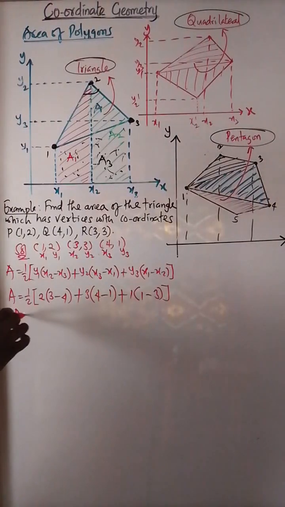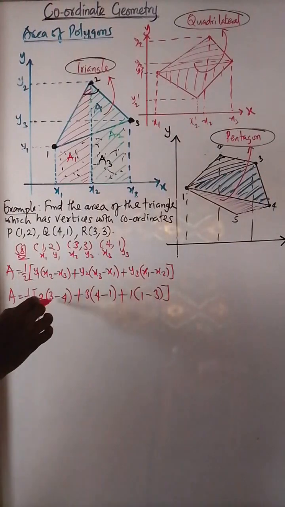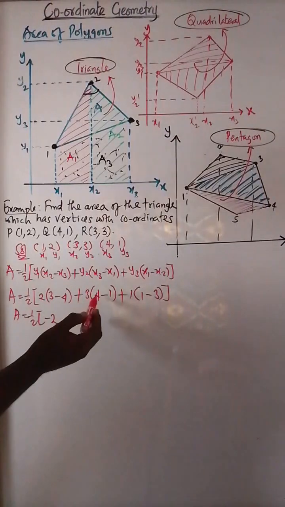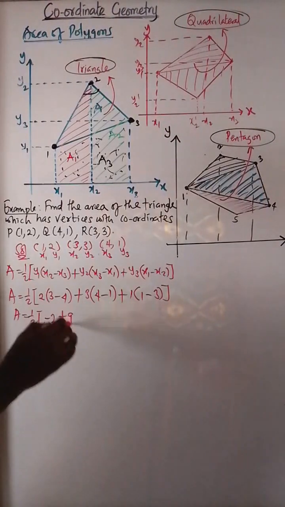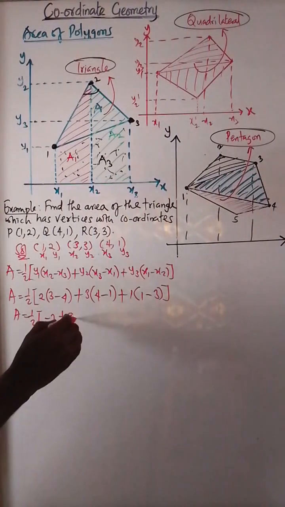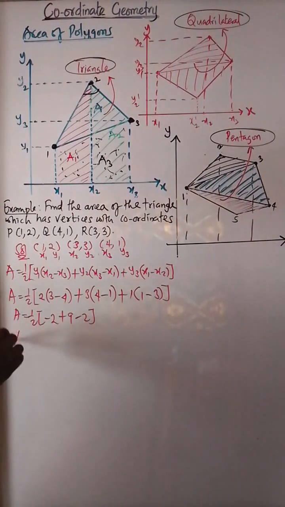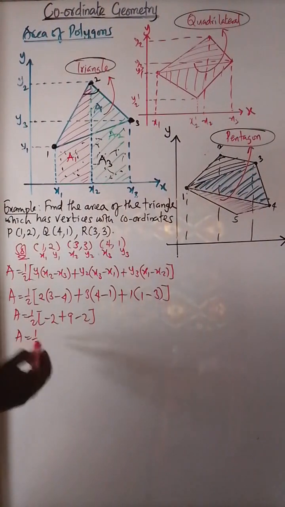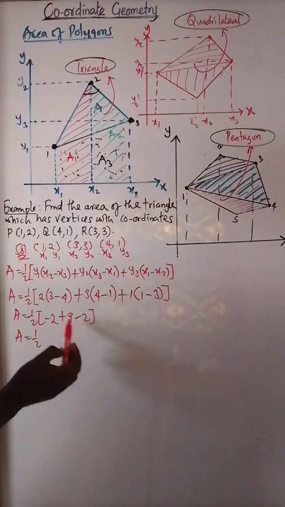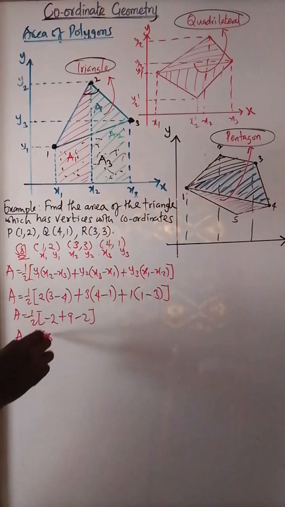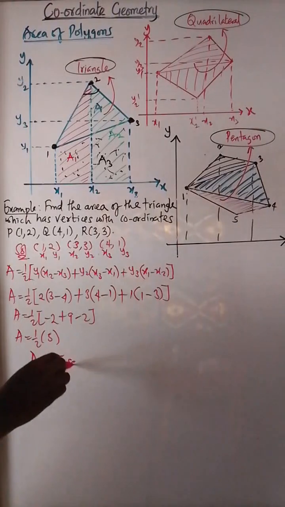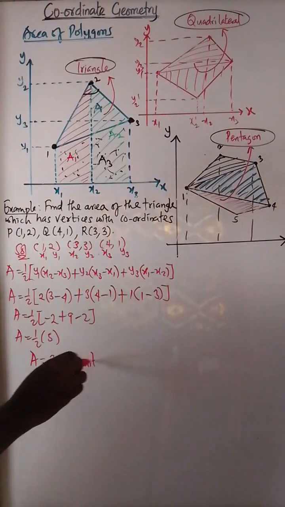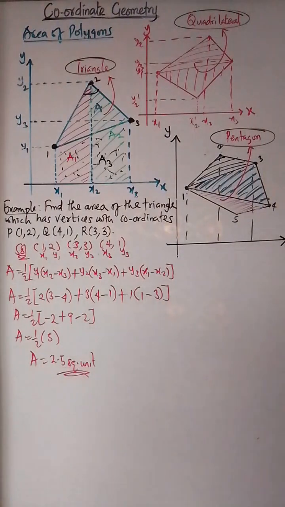Then from here, the area becomes half of 3 minus 1 minus 4 is minus 1 times 2, that's minus 2. 4 minus 1 is 3, 3 times 3, 9. 1 minus 3 is minus 2, times 1, minus 2. So here our area becomes half into minus 2 minus 2 minus 4. 9 minus 4, that is 5. So the area equals 2.5 square units. As simple as that.